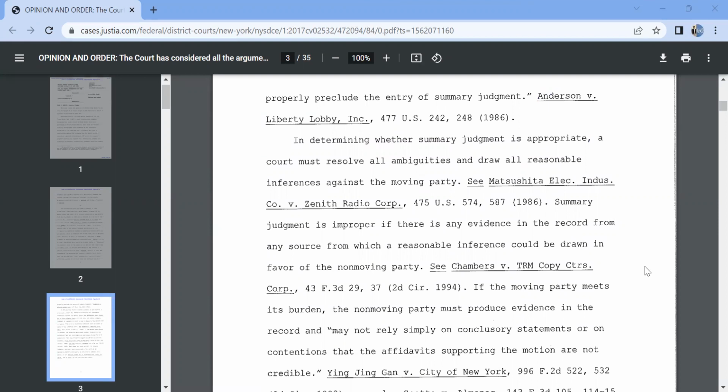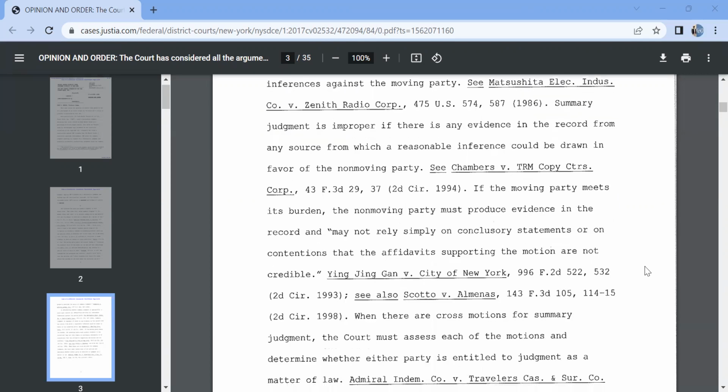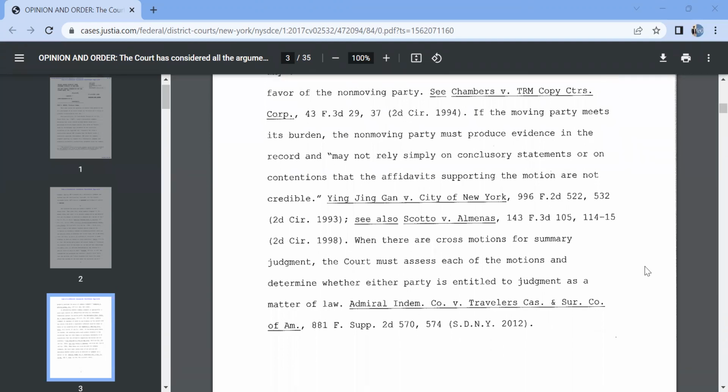In determining whether summary judgment is appropriate, the court must resolve all ambiguity and draw all reasonable inferences against the moving party. See Matsushita Electric Industrial versus Zenith Radio Corp., 1986. Summary judgment is improper if there is any evidence in the record from any source from which a reasonable inference could be drawn in favor of the non-moving party. If the moving party meets its burden, the non-moving party must produce evidence in the record and may not rely simply on conclusory statements or on contentions that the affidavits supporting the motion are not credible.